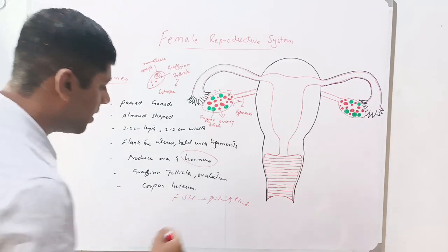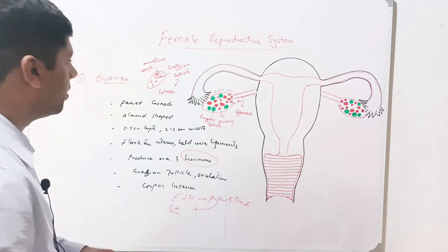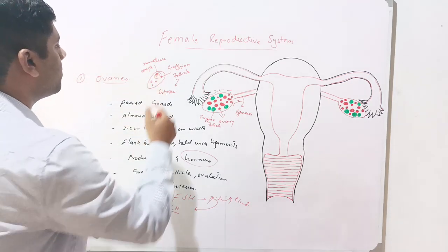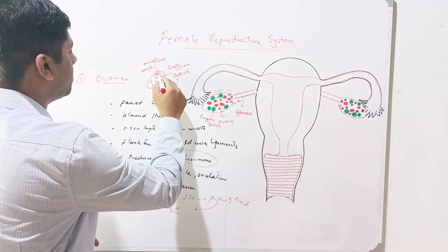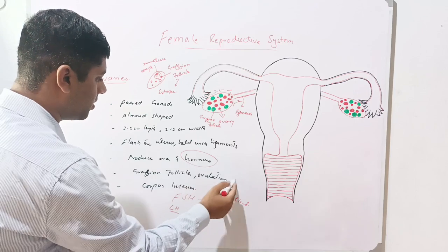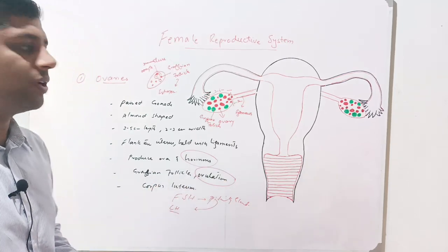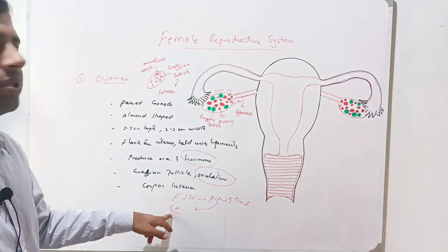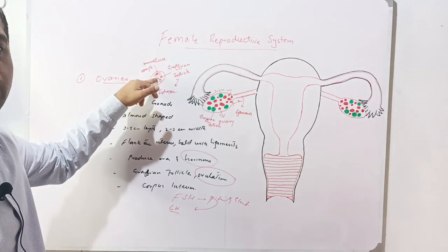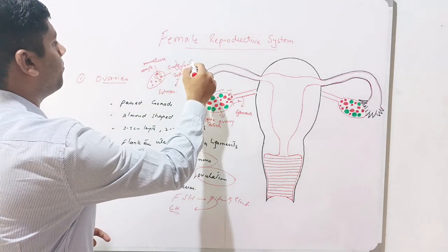Then the pituitary gland releases another hormone called luteinizing hormone, LH. When the LH is released, this Graafian follicle is ruptured. Rupture of this Graafian follicle releases the ova. When the ova is released from the Graafian follicle, this process is called ovulation. So the release of ova by the rupture of the Graafian follicle through luteinizing hormone is called ovulation. After ovulation, this ruptured portion of the Graafian follicle is converted into corpus luteum.